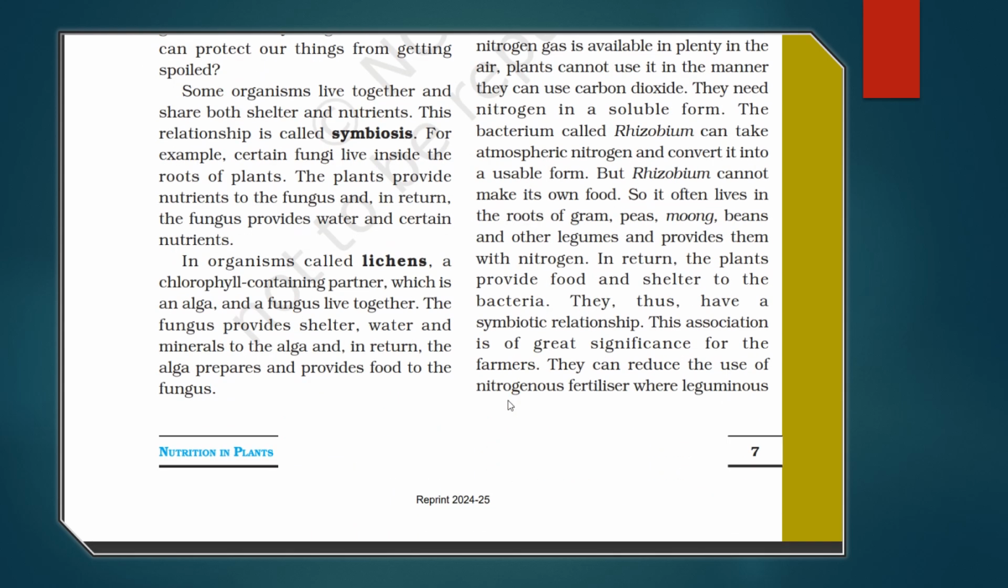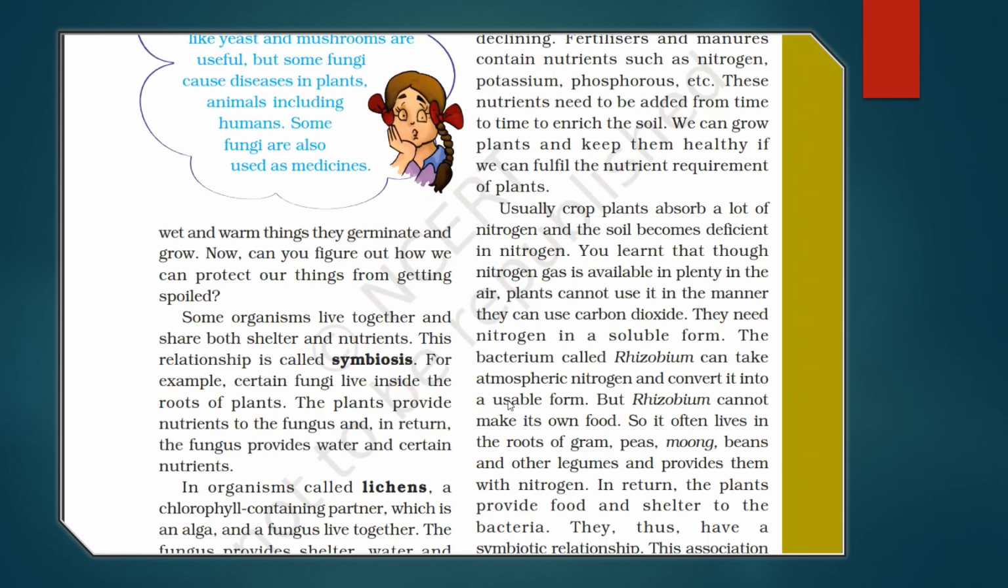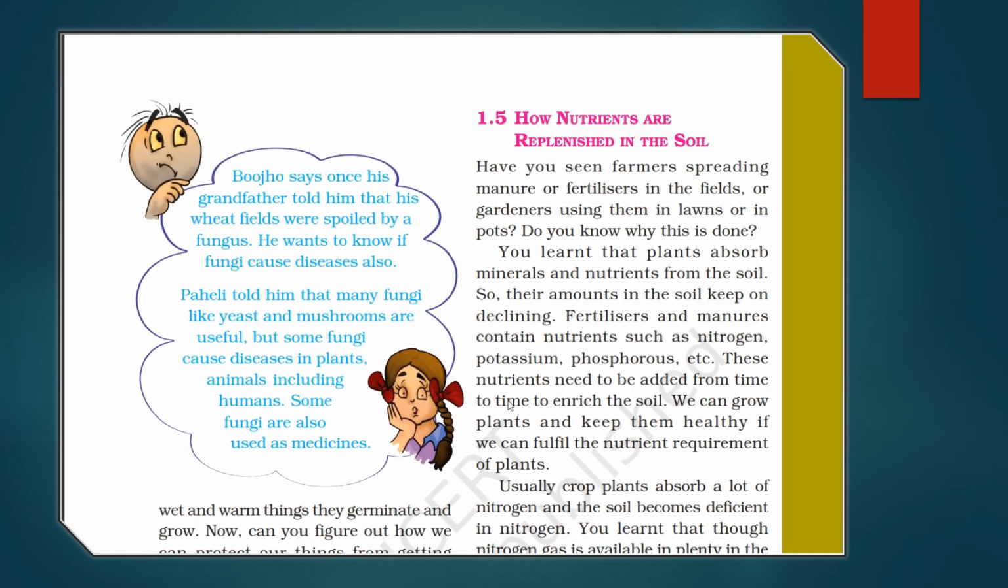In organisms called lichens, a chlorophyll-containing partner, which is an alga, and a fungus live together. The fungus provides shelter, water and minerals to the alga, and in return the alga prepares and provides food to the fungus, because fungi don't have the color. They cannot perform photosynthesis. They are dependent on the other plant, that is a host plant. So here they are showing a symbiotic relationship. Now how are nutrients replenished in the soil, how are we getting the nutrients from the soil?